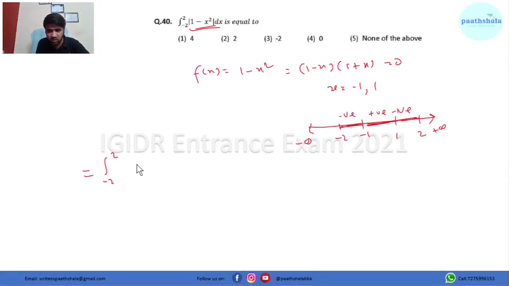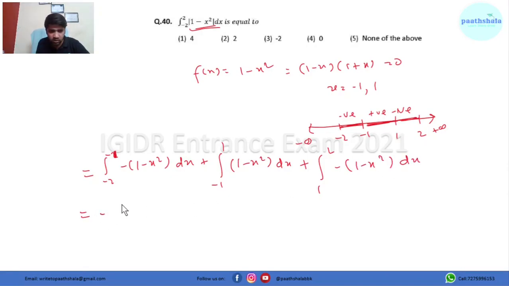Here the function is negative, so this will be minus (1 minus x square) dx, with the limit going from minus 2 to minus 1. Then it will go from minus 1 to 1, where the function is positive, so (1 minus x square) dx. Then the limit will go from 1 to 2, where the function is again negative, so minus (1 minus x square) dx.